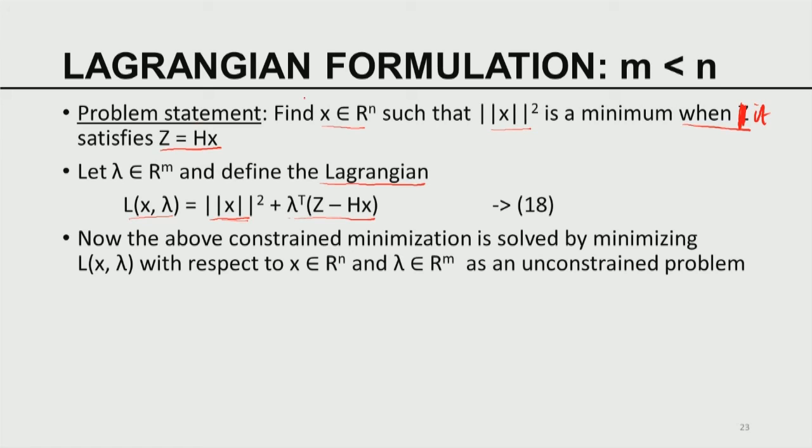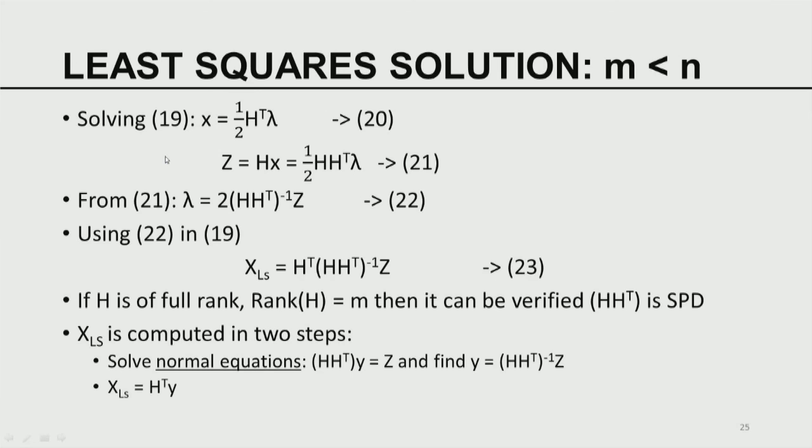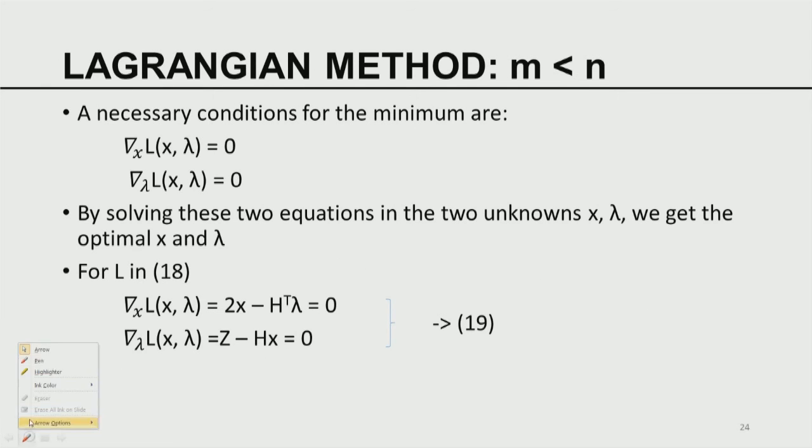So the above constrained minimization problem is now replaced by an unconstrained Lagrangian minimization problem. This problem is solved by standard techniques. I want to compute the gradient with respect to x and minimize with respect to x. I would also like to compute the gradient with respect to lambda and minimize with respect to lambda. So these two equations must be simultaneously satisfied to find the optimal x and the optimal lambda. There are two unknowns, x and lambda. The lambda and x that satisfy these two equations are called the optimal x and the optimal lambda.